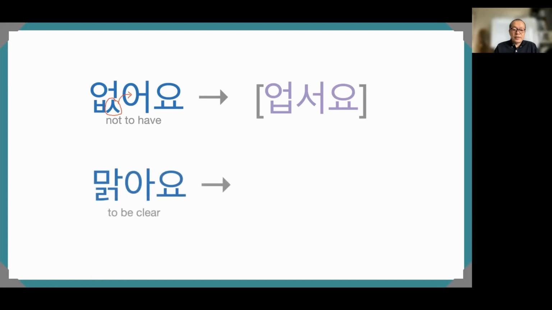Okay, next one, the same, right? This second final consonant moves to the next syllable. So if you read this, 맑아요, 맑아요. Let's read one more time. Can you read? 없어요, 없어요. This one, please read. 맑아요, 맑아요. Okay, I'm sure you understood now.